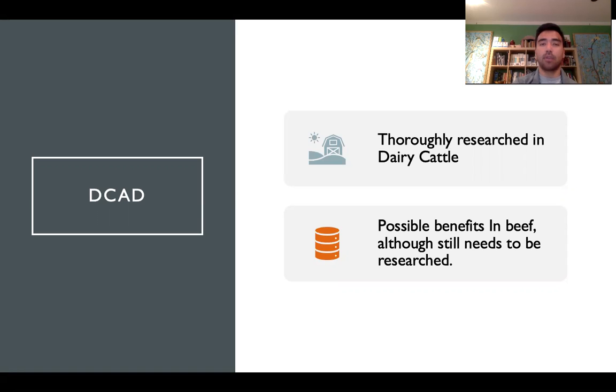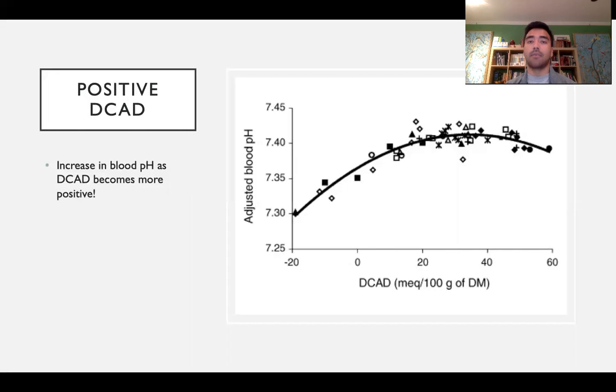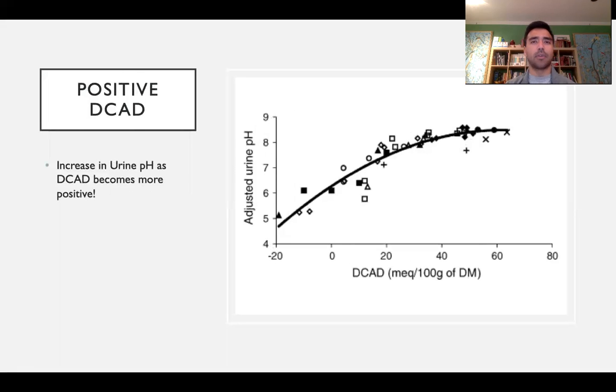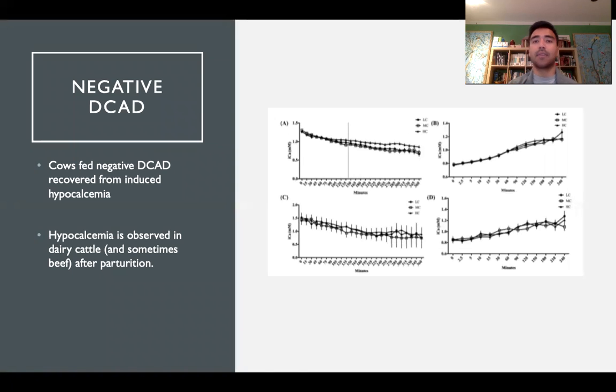Finally, DCAD. So DCAD has been thoroughly researched in dairy cattle, and there are some promising benefits in the beef industry utilizing DCAD, although those benefits haven't been thoroughly researched. Similar to the dietary electrolyte balance, when feeding a positive DCAD diet to cows, they've observed an increase in dry matter intake, an increase in blood pH, an increase in bicarbonate in the blood, an increase in urine pH, and surprisingly, even an increase in milk yield, which might be driven by the increase in dry matter intake.